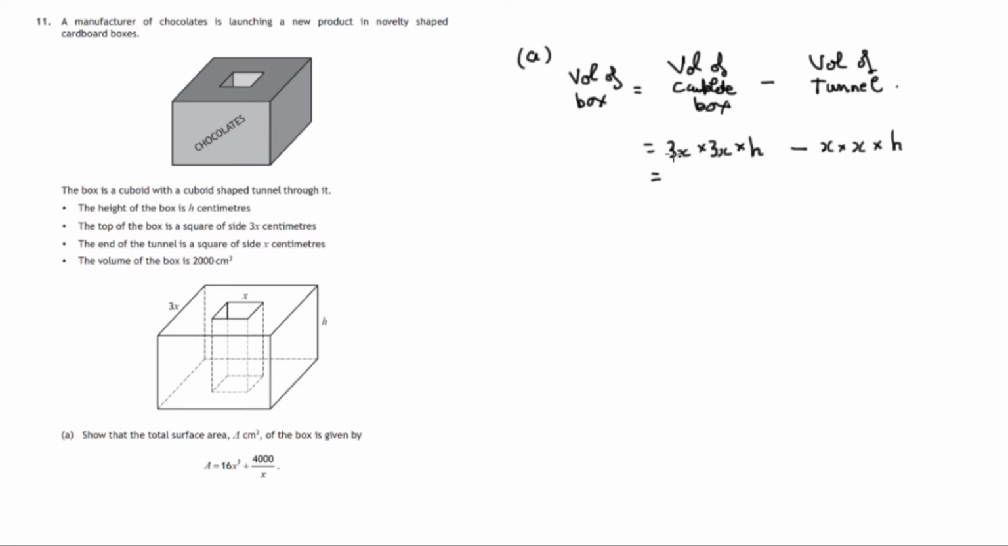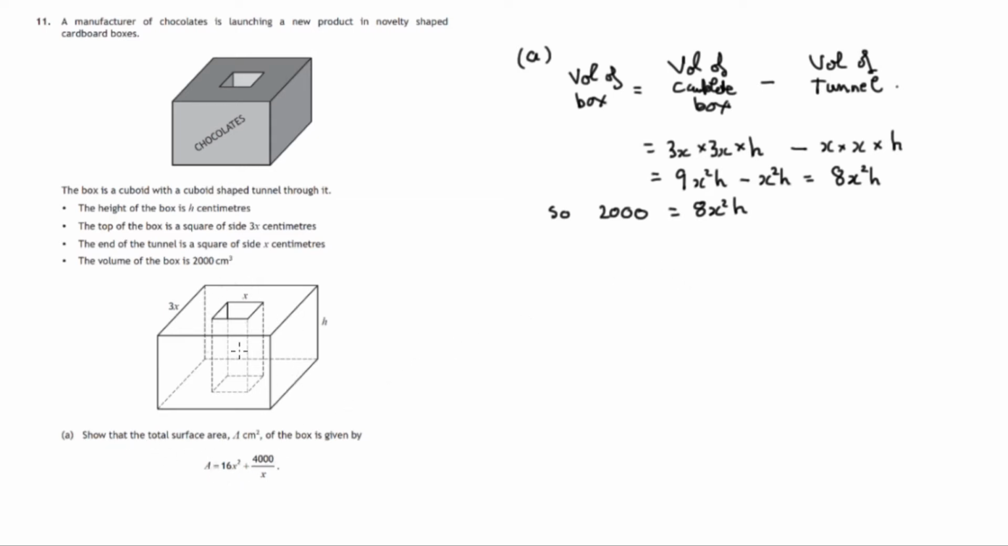So let's simplify this. 3 times 3 is 9. x times x is x squared, times h. 9x squared h minus 1x squared h. That'll be 8x squared h. So we now know that 2000, which was the volume of the box, 2000 cubic centimetres, is 8x squared h.